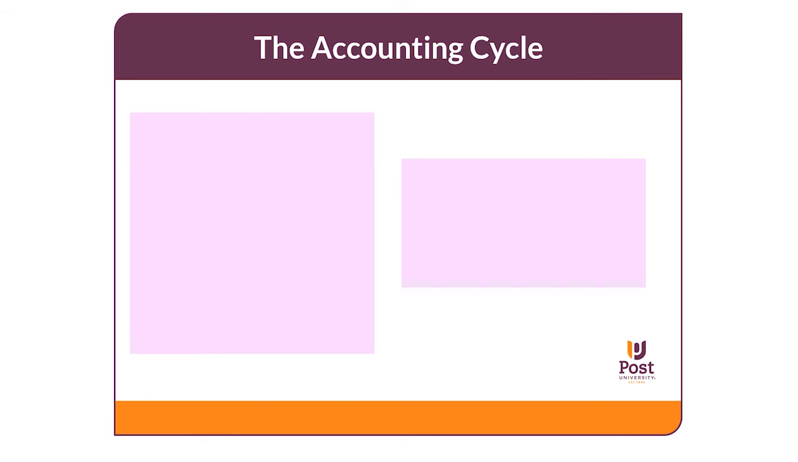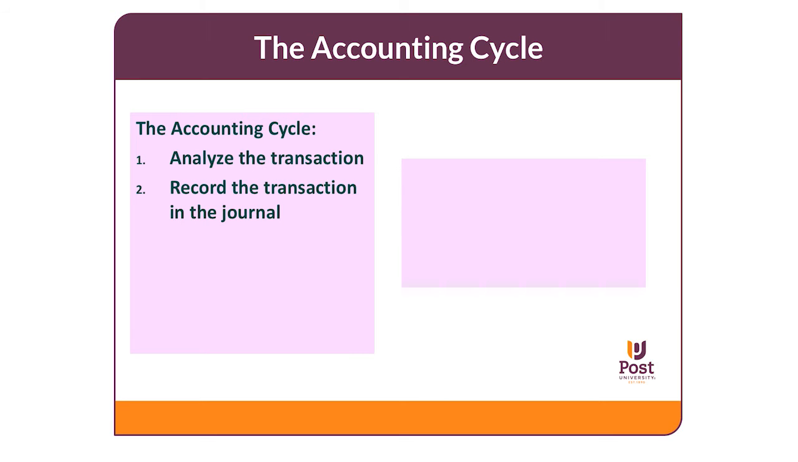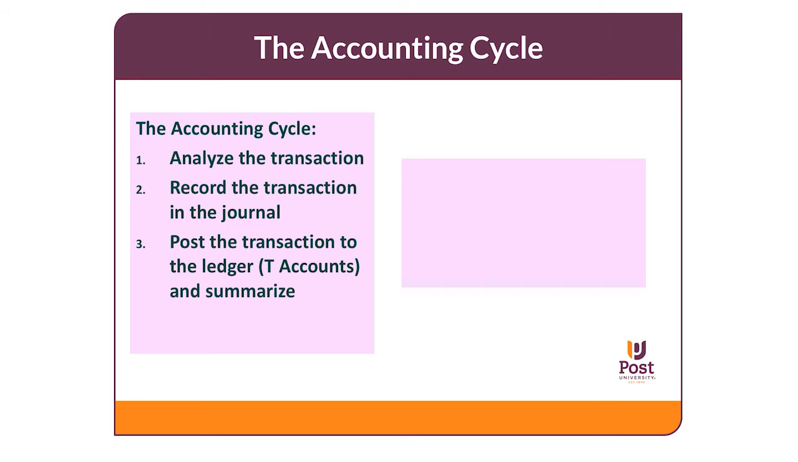We now introduce 4 new basic accounting concepts and refine our process for recording transactions. For now, we have 4 steps in the accounting process that we call the accounting cycle. 1. Analyze the transaction. 2. Record the transaction in the journal. 3. Post the transaction to the ledger, the T account, and summarize. And 4. Prepare a trial balance.